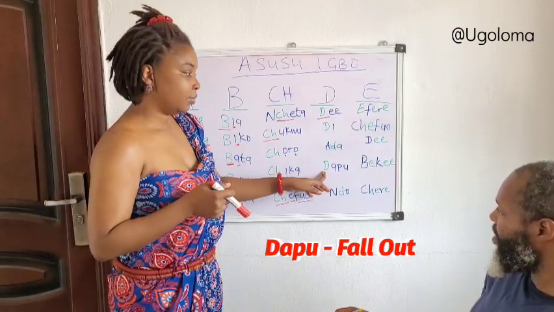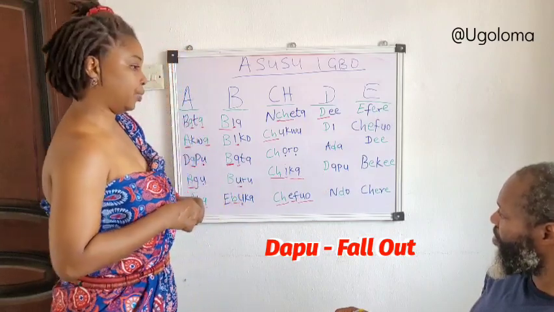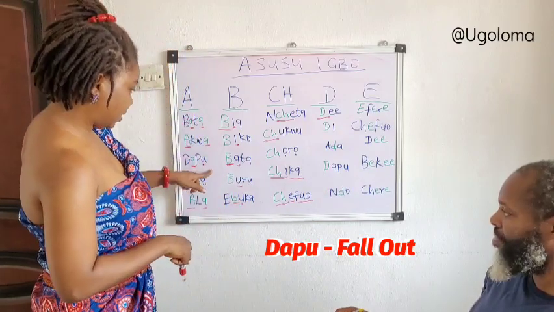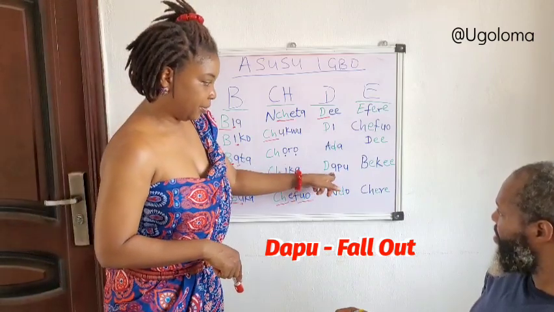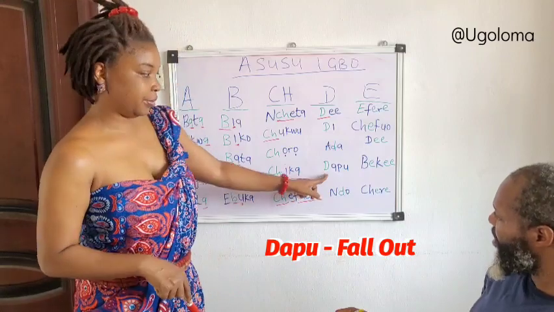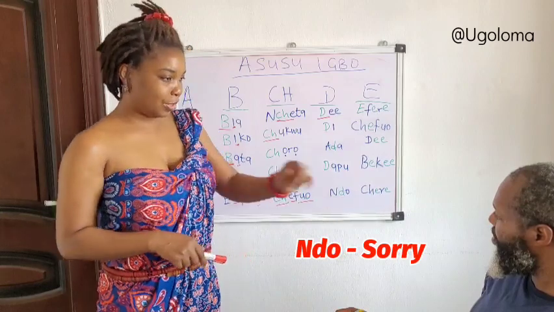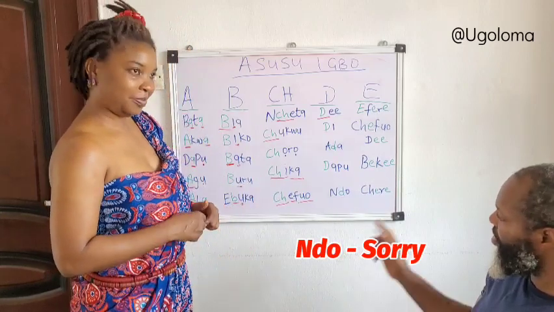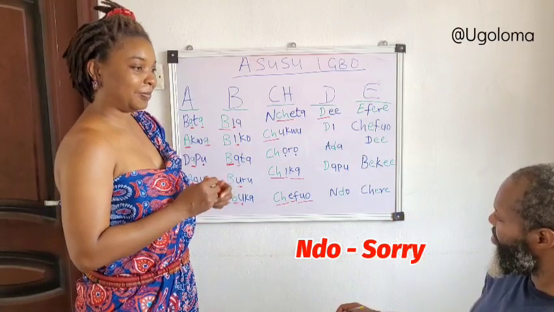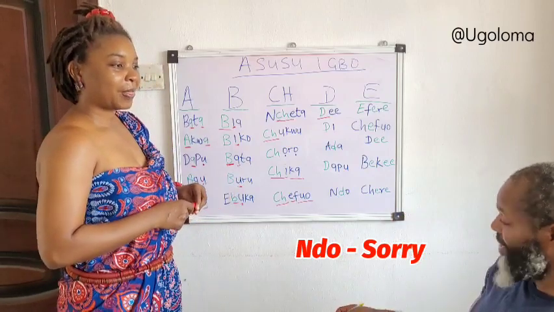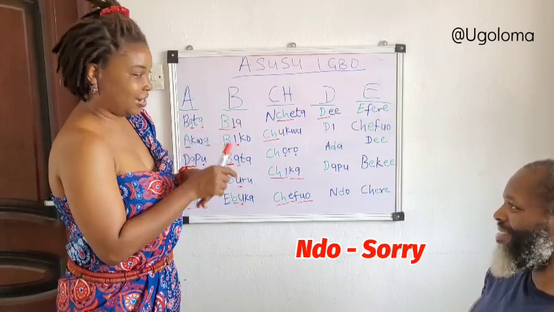Next one. Dapo. That's fallout. We've already pronounced it here sometime. Yes. Dapo, right? Next one. Ndo. You know this one. What does it mean? Welcome. No. Ndo. What does it mean? Okay, well, I have to tell you. Sorry. I'm sorry. Okay. Yes. Ndo means I'm sorry.